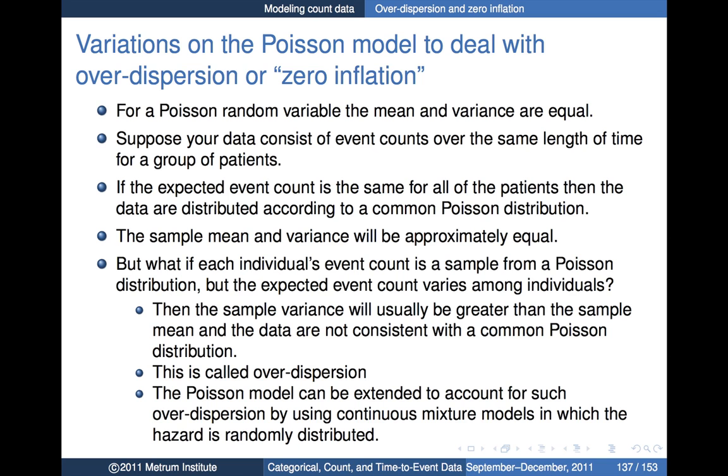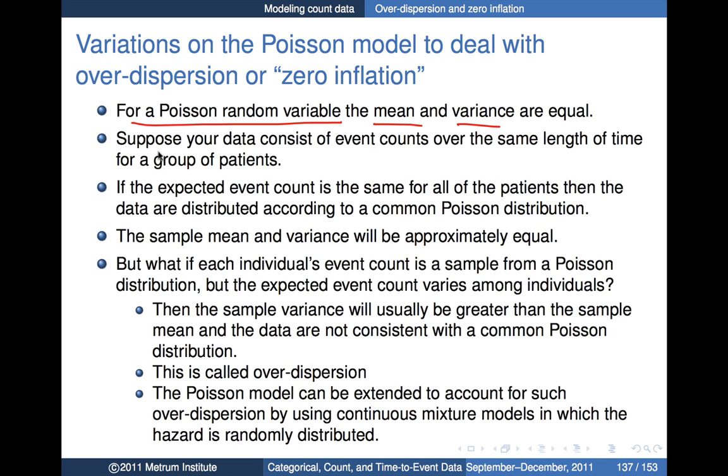What we deal with a lot when we're working with count data is the problem of what is commonly called overdispersion, and in some cases we'll also be working with something termed zero inflation. So let me talk through that a bit. So recall then, for a simple Poisson random variable, the mean and the variance are equal.